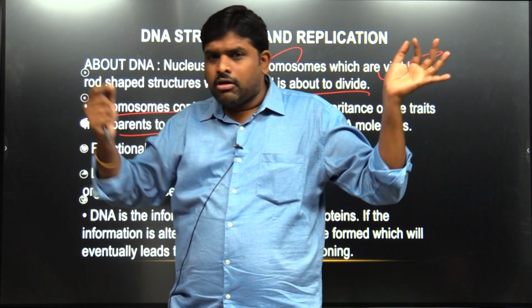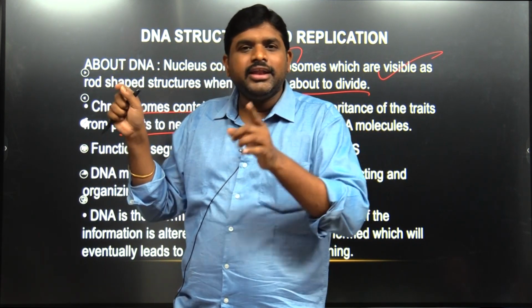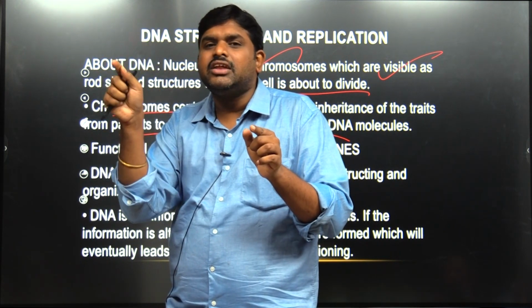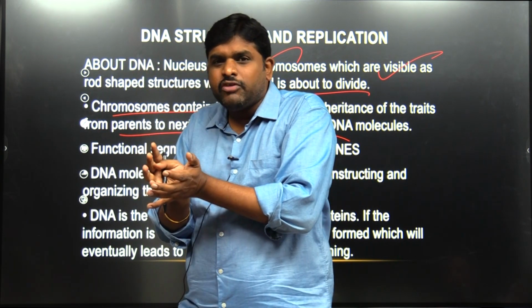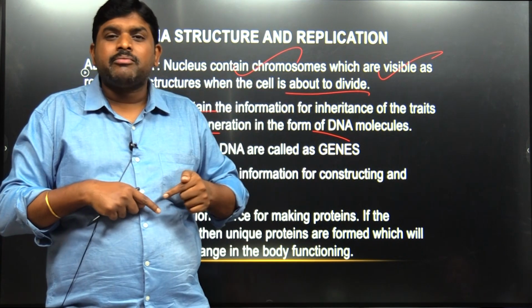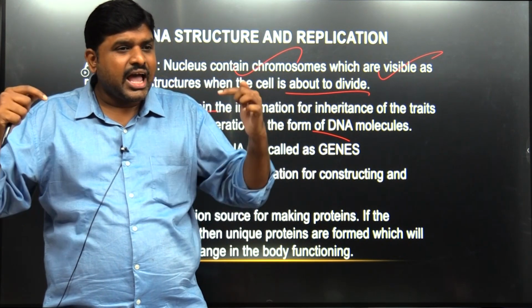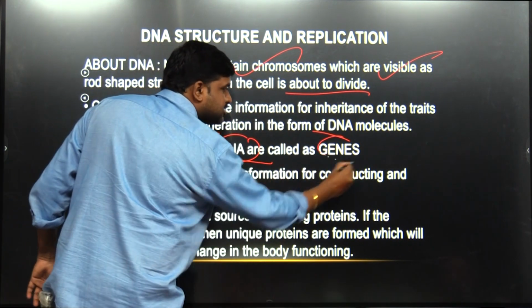So, chromosomes I got. In the chromosomes what are there? DNA. Why? Because in DNA, A is one information, T is another information, C is another information, G is another information. The combination of A, T, C, G is a function. That is imbibed into me, and in the same way from my mother also. So, in that way, inheritance of traits is happening inside. The functional segments of DNA are called genes.